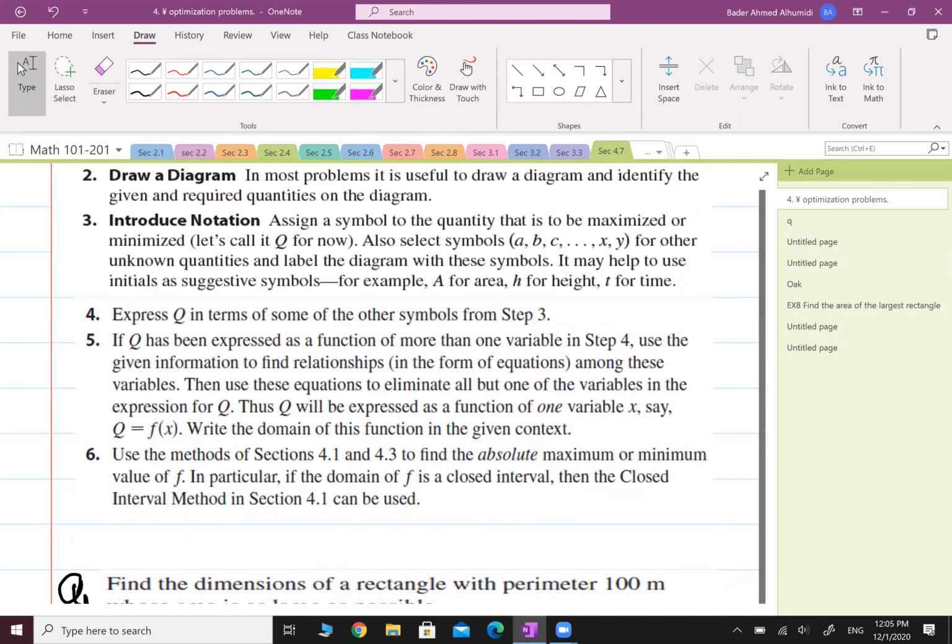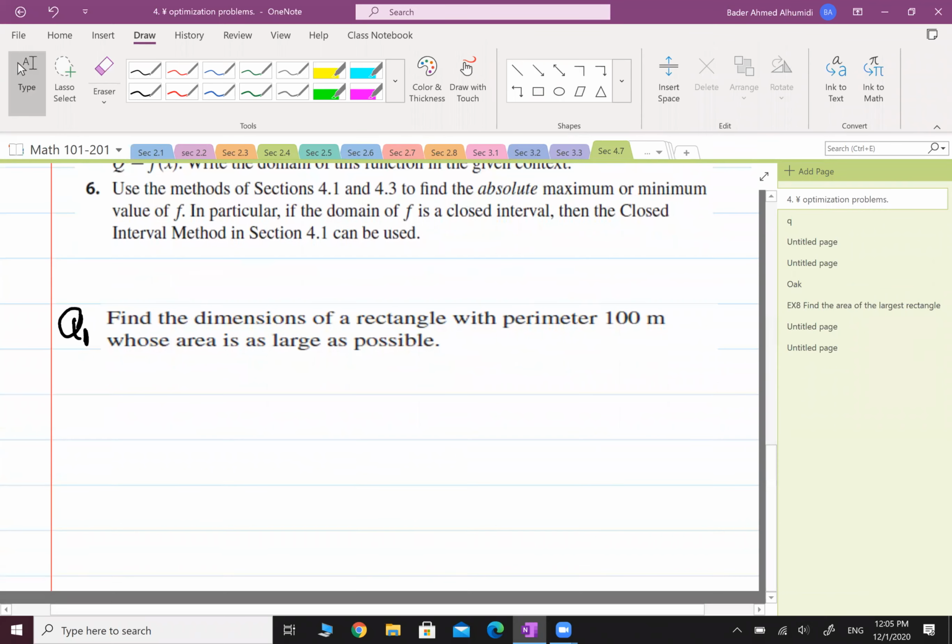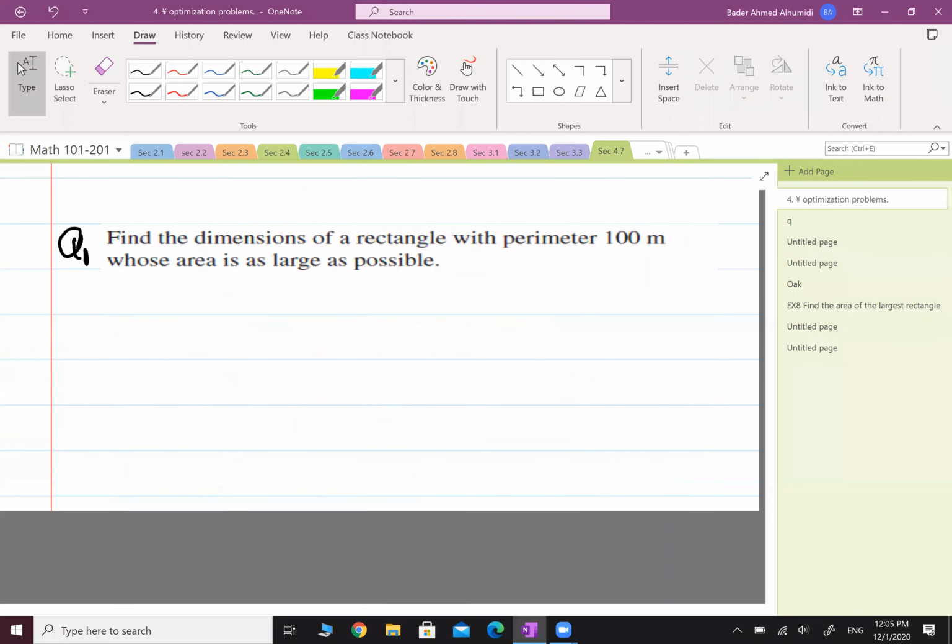After that, number 5 and number 6. Number 5 says if you have more than one variable, as you did also in 3.9, you get rid of one of them and write it only in terms of a single variable. And finally, you need to use the idea of 4.1 up to 4.3 to find maximum and minimum.